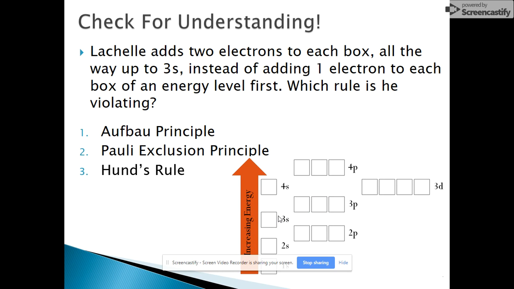And our next one says that Lachelle adds 2 electrons to each box all the way up to 3s, instead of adding 1 electron to each box of an energy level first. So what does this violate if she's adding 2 electrons all the way up instead of adding 1 to each box first? That would be Hund's rule because it says we only double up if we have to, but we add 1 electron to each box first.